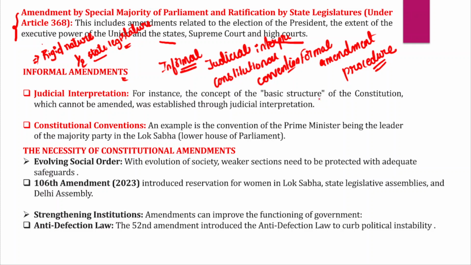Now, for example, in the Kesavananda Bharati judgment of 1973, the Supreme Court provided the concept of the basic structure doctrine. Now, what exactly is the concept of basic structure doctrine? That essentially means that Parliament can amend any part of the constitution, but the amendment should not destroy the basic structure of the Indian Constitution. So this is what the basic structure has been talking about.